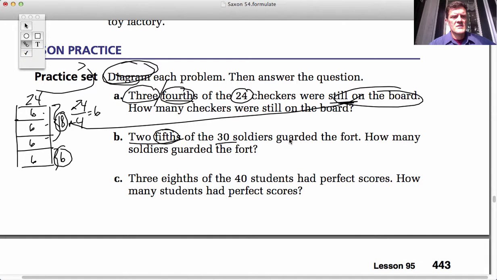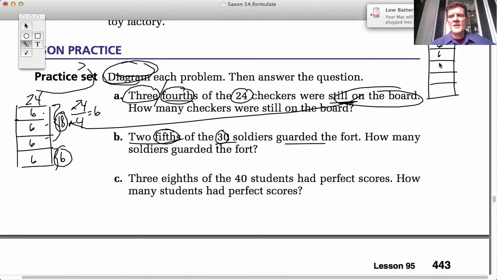2/5 of the 30 soldiers guarded the fort. How many soldiers guarded? So let's take our diagram here. We have 30 total. We're going to divide that 30 into fifths. So 5 equal groups. 1, 2, 3, 4, 5. And we want to know how many in each of those. Well, 30 divided by 5 is going to give me 6. So now I know that I want 2 of the groups, not the other 3. 2 of those groups is going to give me a total of 12. So it's 12 who were guarding the fort.